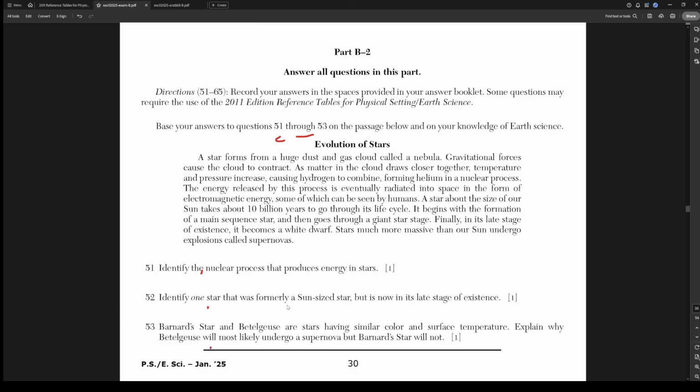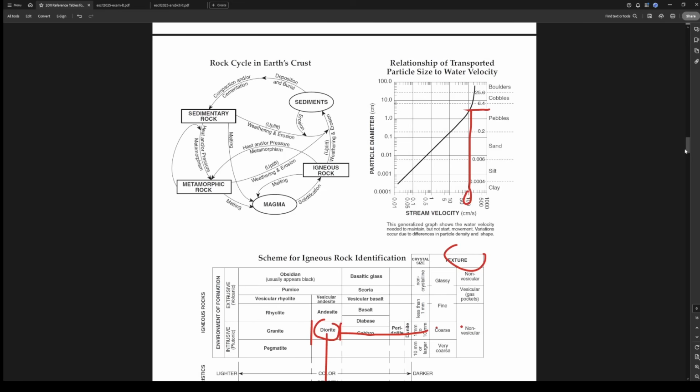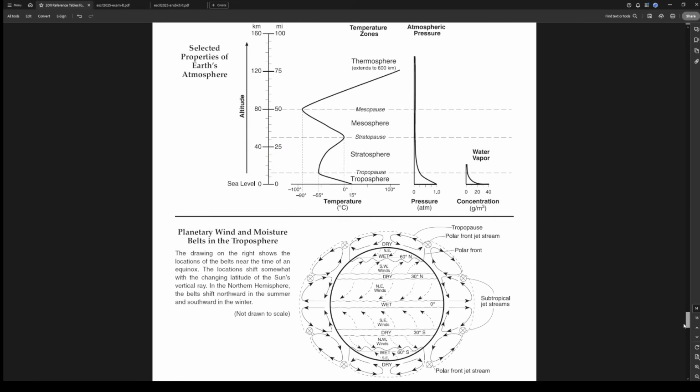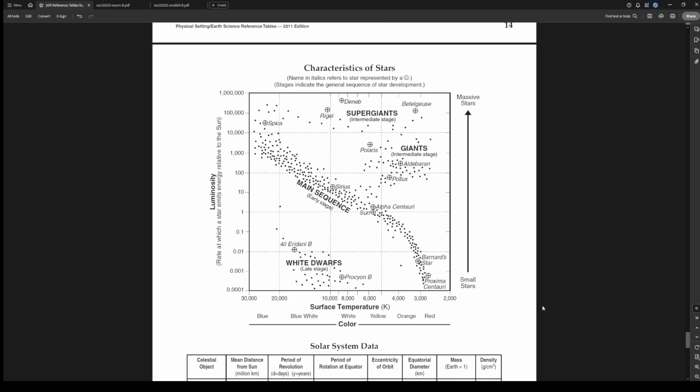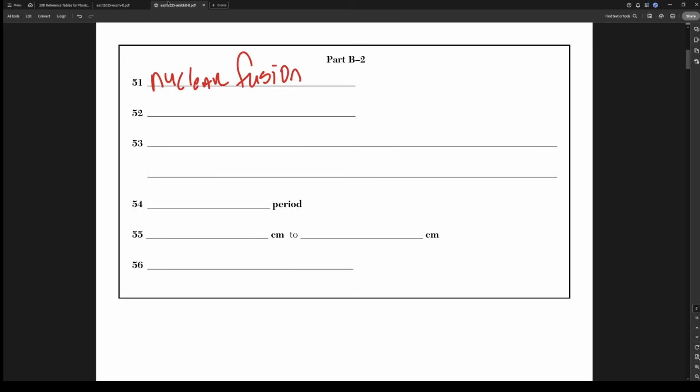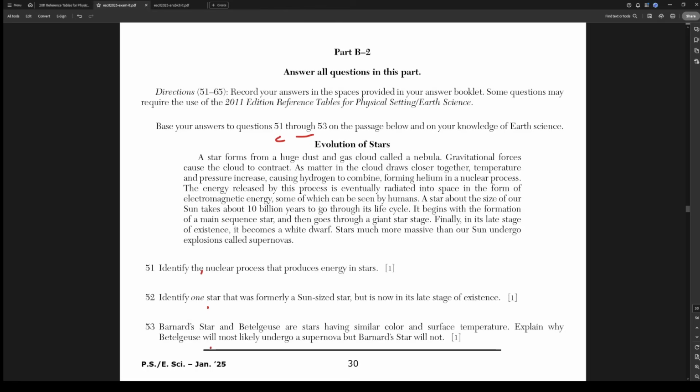One star that was formerly a sun-sized star but is now in late stage of existence. Okay, so this is going to be on the reference table. So you're going to go here, page 15. So late stage, as you could see, is right here. So here's your 2 answers. You could either write Procyon B or 40 Eridani B. I'll write Procyon because it's easier. So far we didn't need the reading. But maybe we will for the 3rd one.